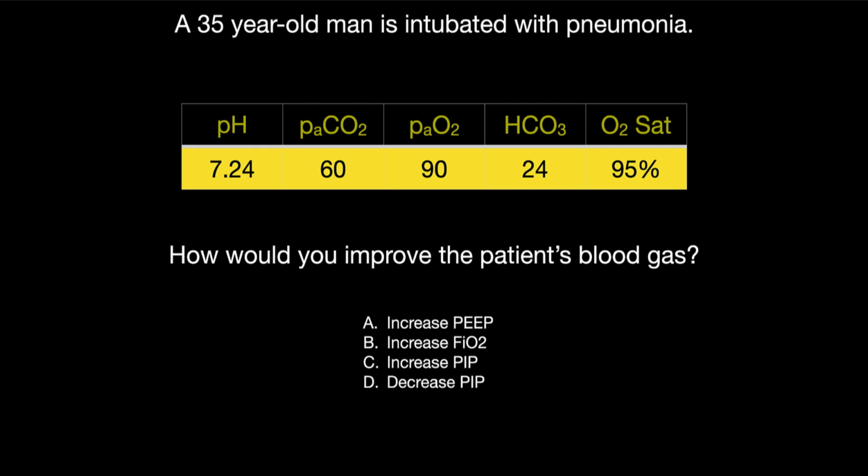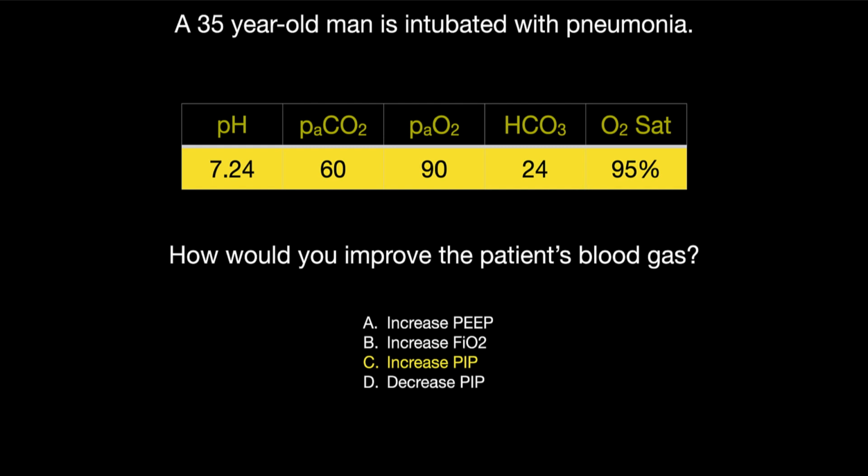Do you increase his PEEP? That's the positive end expiratory pressure, the pressure that the lungs never go below. Do you increase the FiO2? Do you increase the PIP? That's the peak inspiratory pressure. Or do you decrease the PIP? You would increase his PIP because his problem is in minute ventilation. He has too high of a CO2, and therefore his minute ventilation is not enough.